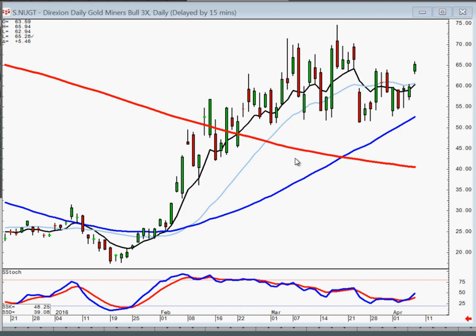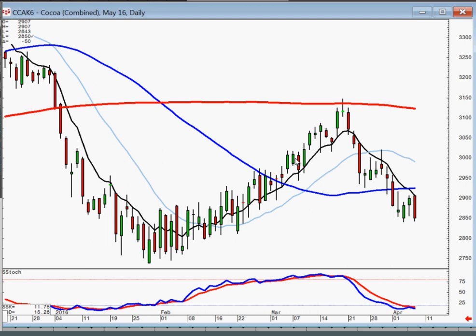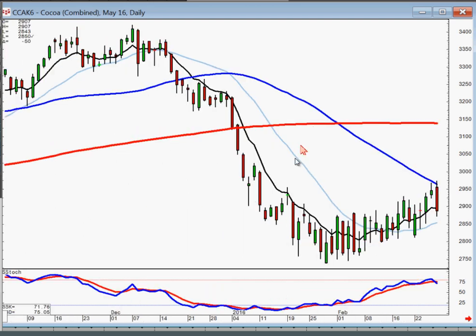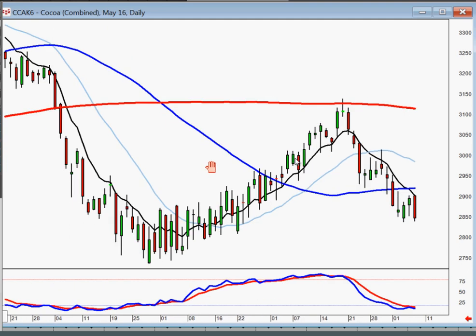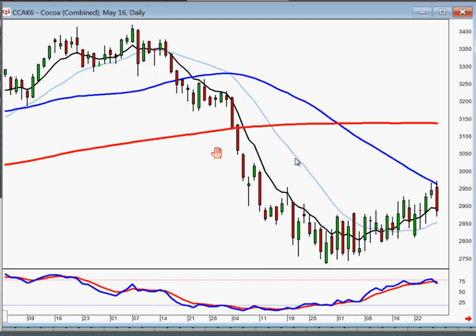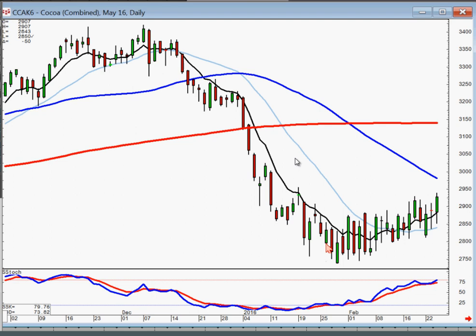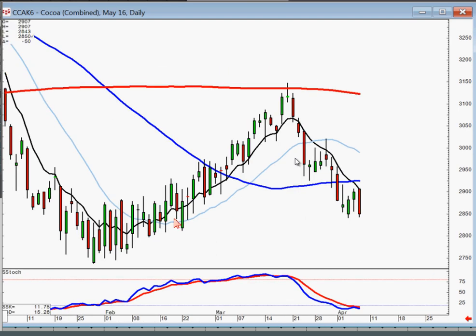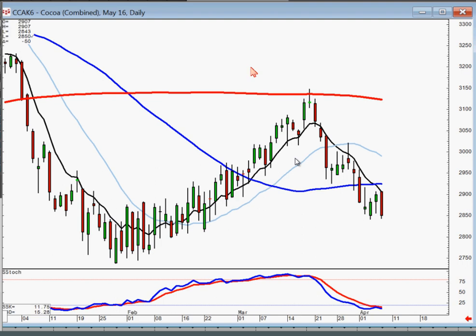Where would you have gotten out? Over here, I don't know. Probably when it broke this level here, it's when you started going short. But this was a good sell signal right there. I mean, that was an obvious sell signal.